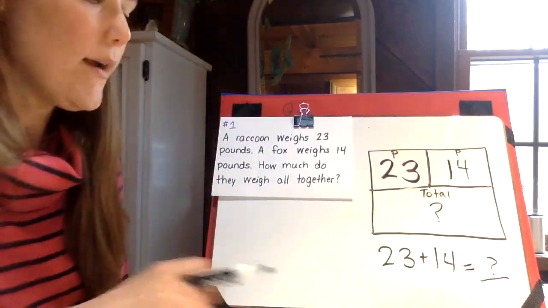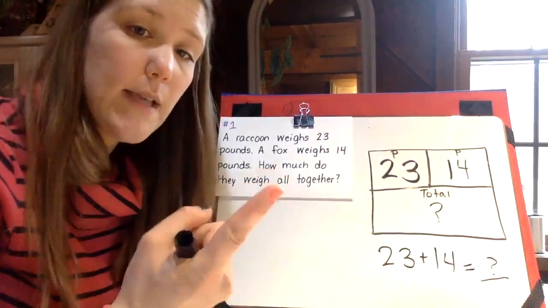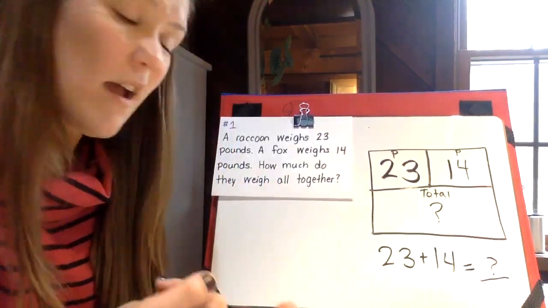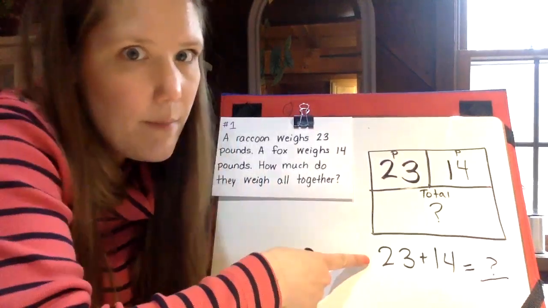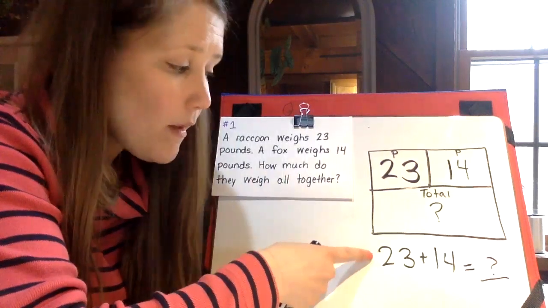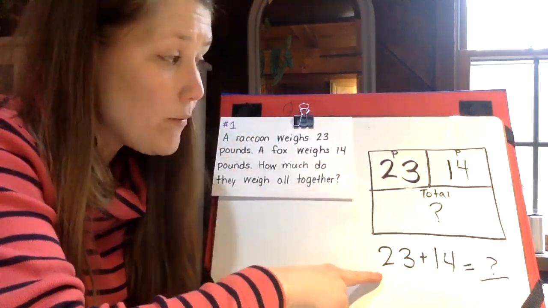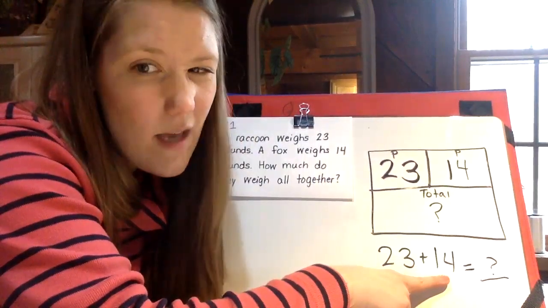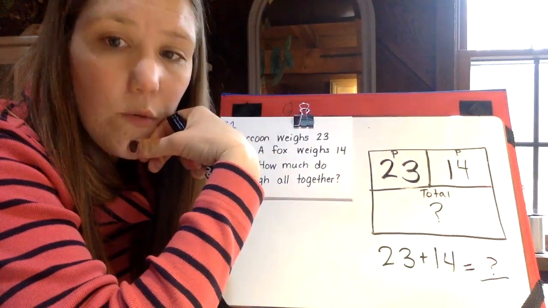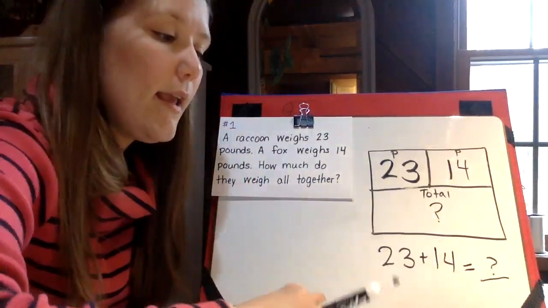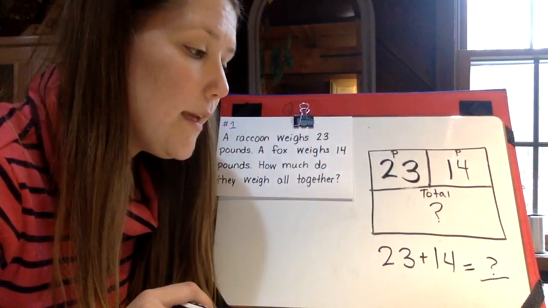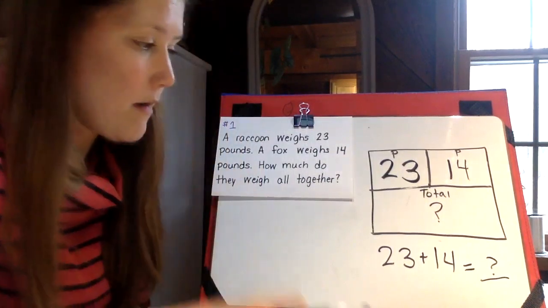All right. So I need to think about now how I'm going to solve this. Am I going to use counters? Am I going to use base 10 blocks? Am I going to use my number grid? My number line's not going to work because the number line doesn't go above 20 or maybe 25. So that's not going to be a good tool for this problem, and neither is a picture, because a picture with 23 things and then 14 more things, that's going to take a lot of my time. So figure out what strategy you used, and I am going to start, I think, by doing base 10 blocks.